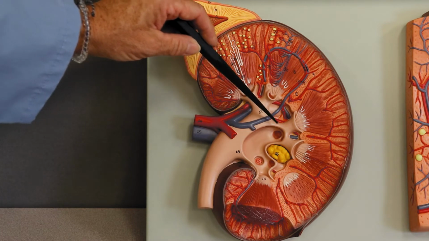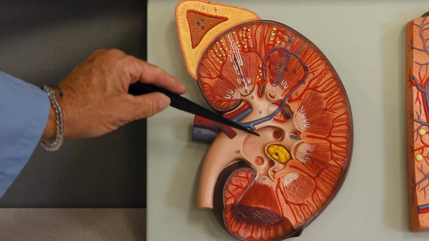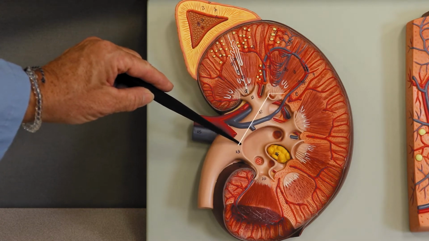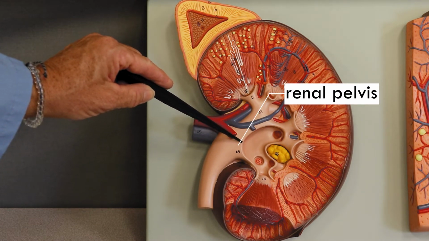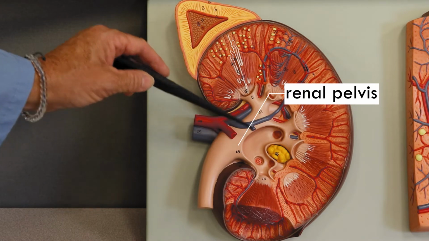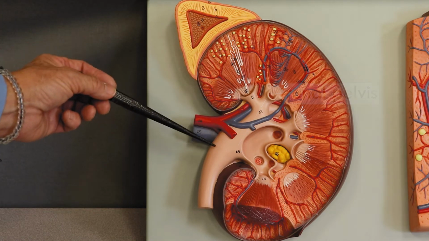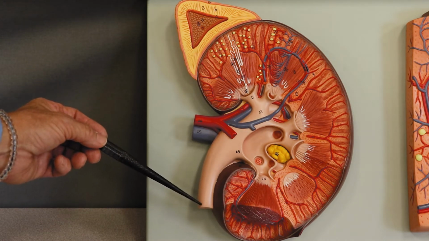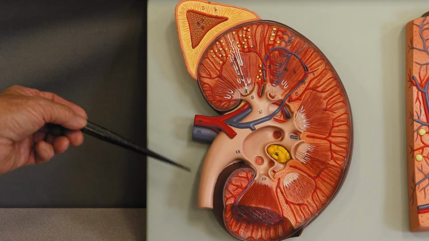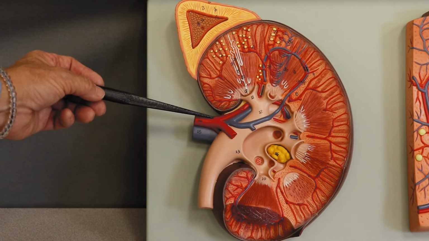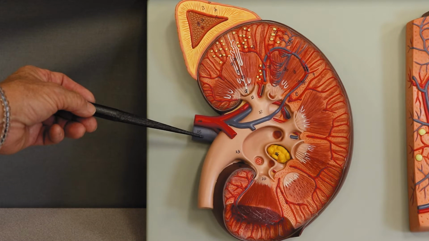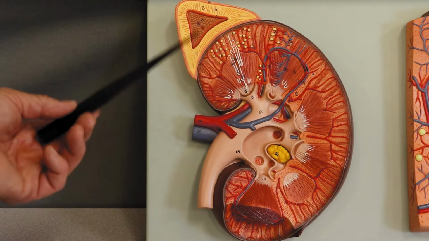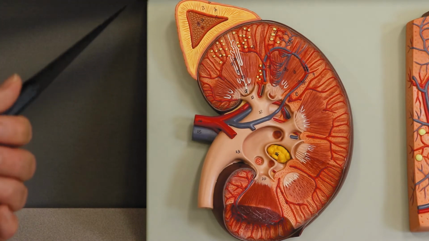And the major calyces empty into this region here, which is called the renal pelvis. Again, this is the collecting area for the urine. And the renal pelvis empties into the ureter. And then the ureter goes off to the urinary bladder. To refresh your memory, this would be the renal artery, this would be the renal vein. But again, we'll take a closer look at these blood vessels of the kidneys in different models.